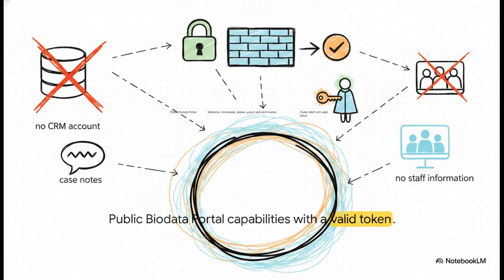Now think about your public clients for a second. They don't need a full CRM account, right? They just need a valid, active, secure link. That link drops them into a completely isolated public biodata portal. They securely submit their information, but they are entirely walled off from your internal CRM, your staff profiles, and your case notes. It's maximum convenience for them and maximum security for you.